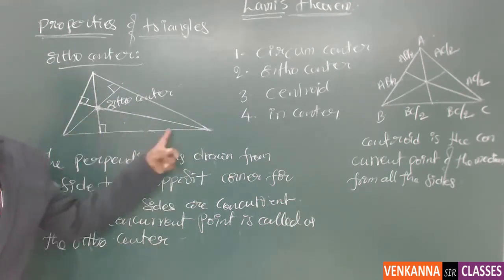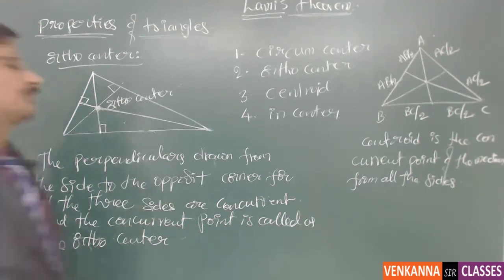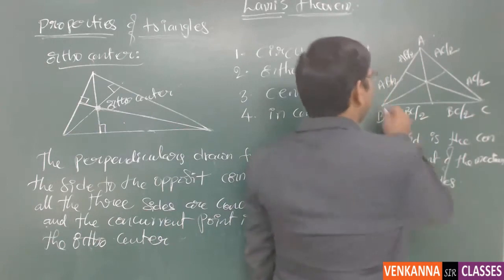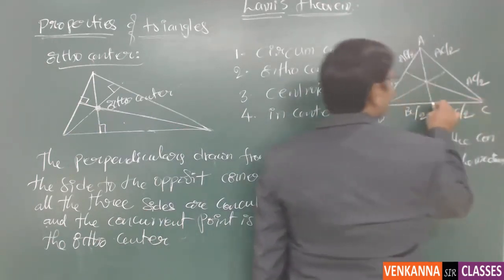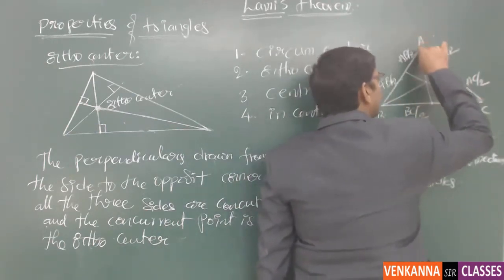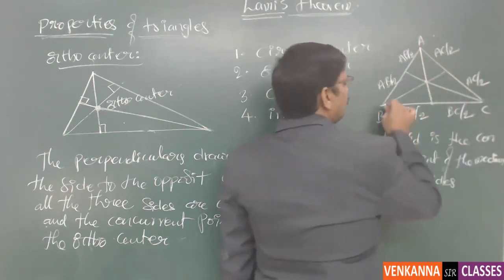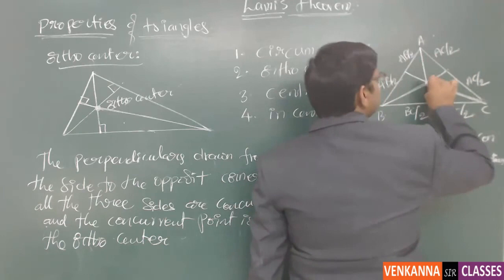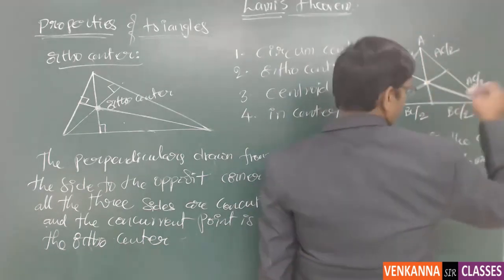Got it? So this is actually the centroid. For the centroid, from the side, identify the midpoint and try to draw a line to the opposite corner. Now this one also, this one also. So this intersection point is called the centroid.